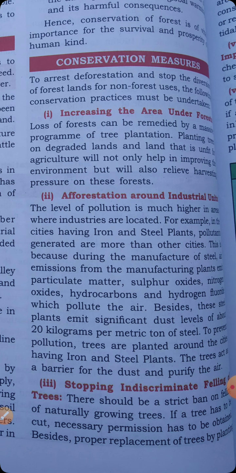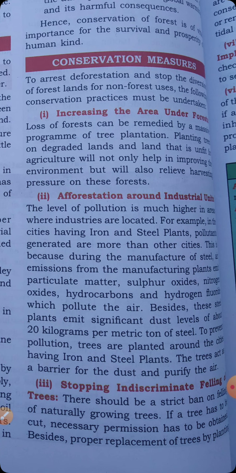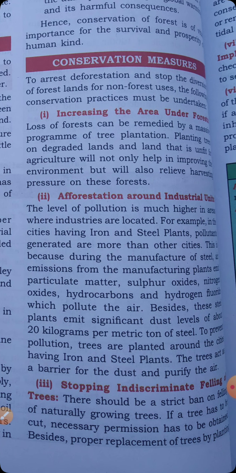Besides these, steel plants emit a significant dust level of about 20 kilograms per metric ton of steel. To prevent pollution, trees are planted around the cities having iron and steel plants. The trees act as a barrier for the dust and purify the air.